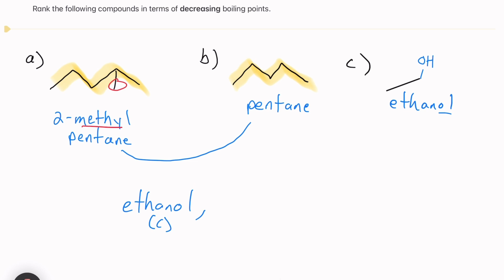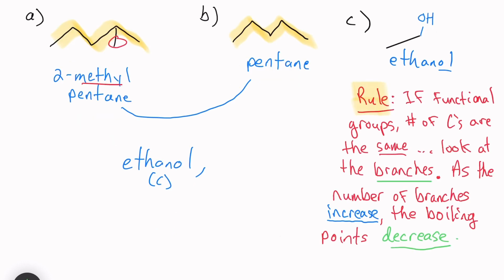And the rule that we're going to write here, and I'll write it to the side, is that if the functional groups and the number of carbons are the same, much like these two alkanes over here, then as the number of branches increases, the boiling points decrease. And the reason for that is because as you add on branches, you get more frictional drag. But we don't have to know that in detail. What I want you to remember is that if the parent chain is the same in terms of functional group and number of carbons, then look at the branches. And the more branches a compound has, the lower the boiling point is going to be.